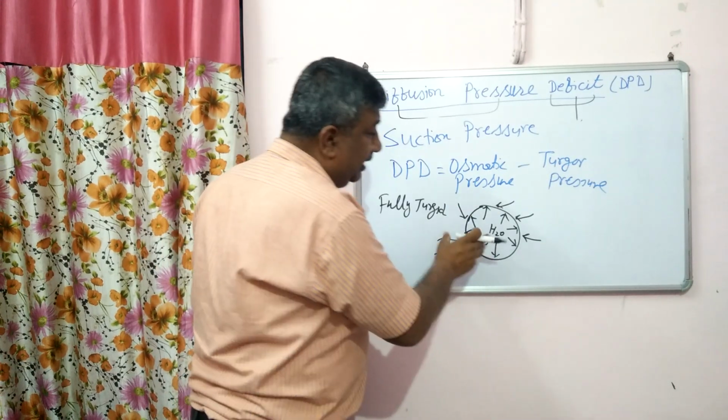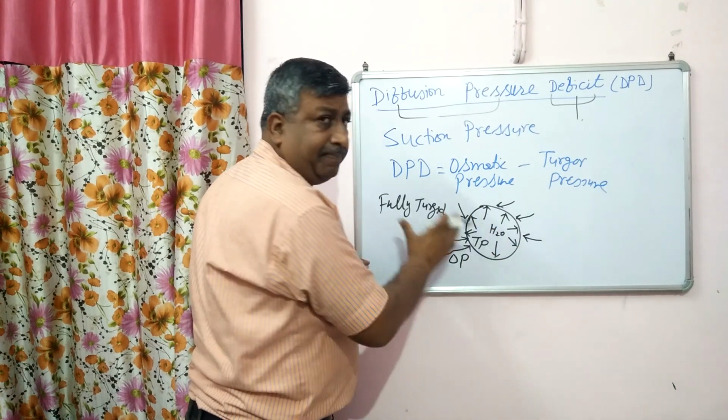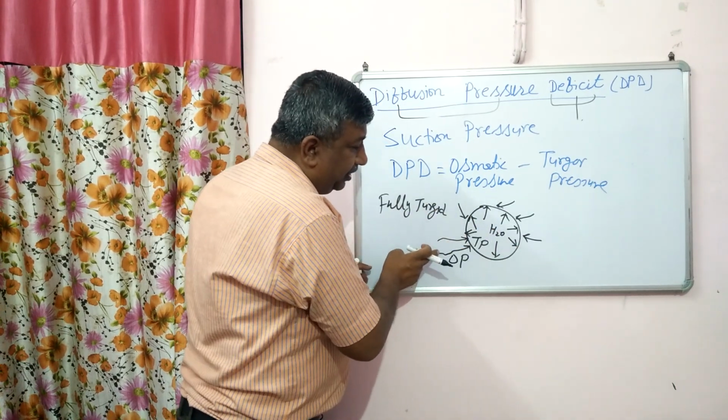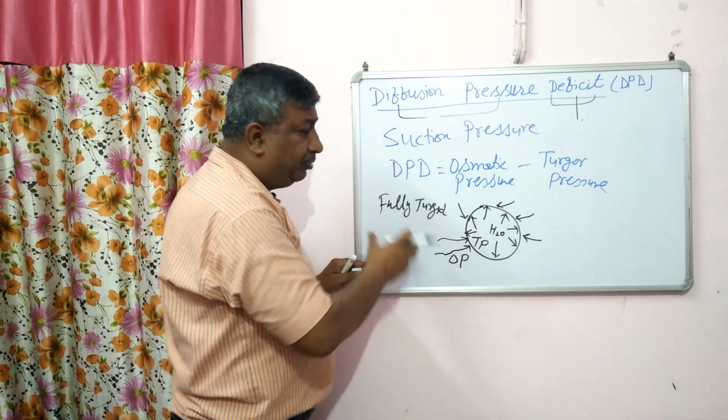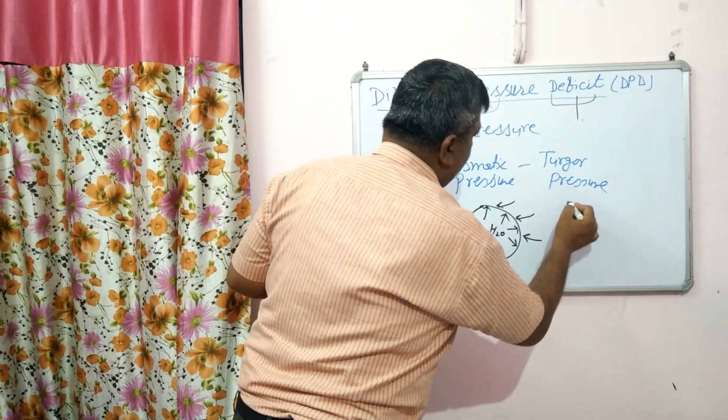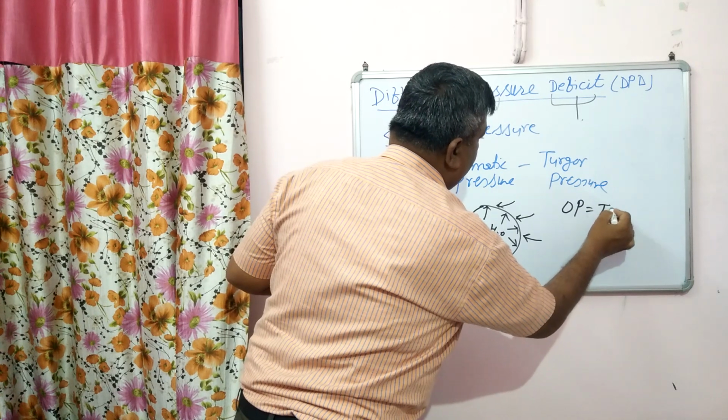अब इतनी fully turgid cell है कि अंदर का प्रेशर बहुत ज़्यादा हो गया है, मैक्सिमम स्टेज पे है, तो ऑस्मोटिक प्रेशर से जो पानी इसके अंदर आ रहा है वो नहीं आएगा. उस केस में क्या होगा, OP इज इक्वल टू osmotic pressure is equal to turgor pressure.